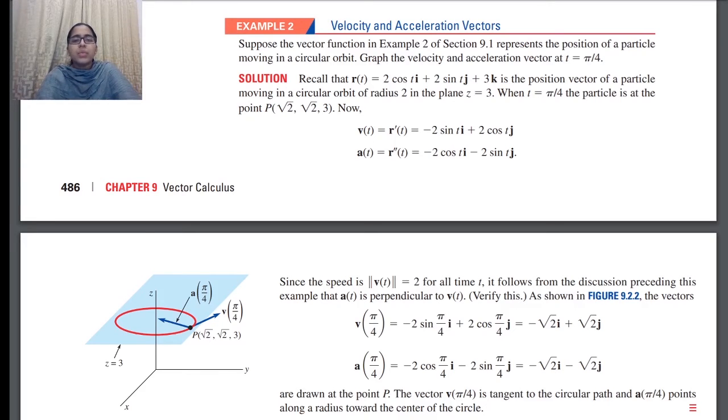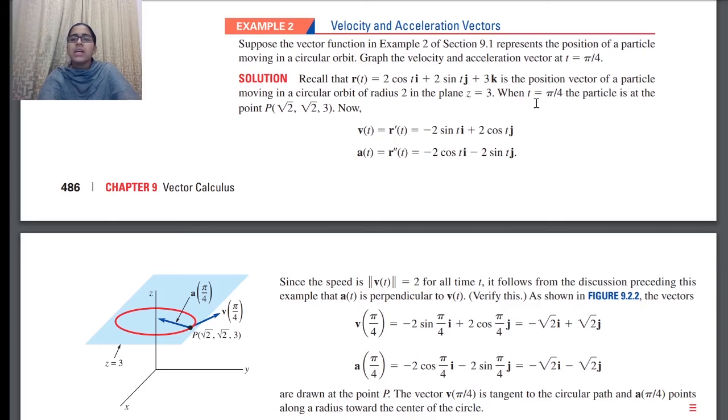So this will move. The graph of this particular vector function will be the circular orbit of radius 2 in the plane z is equal to 3. Now we are asked to graph the velocity and acceleration vector at the point t is equal to pi by 4.